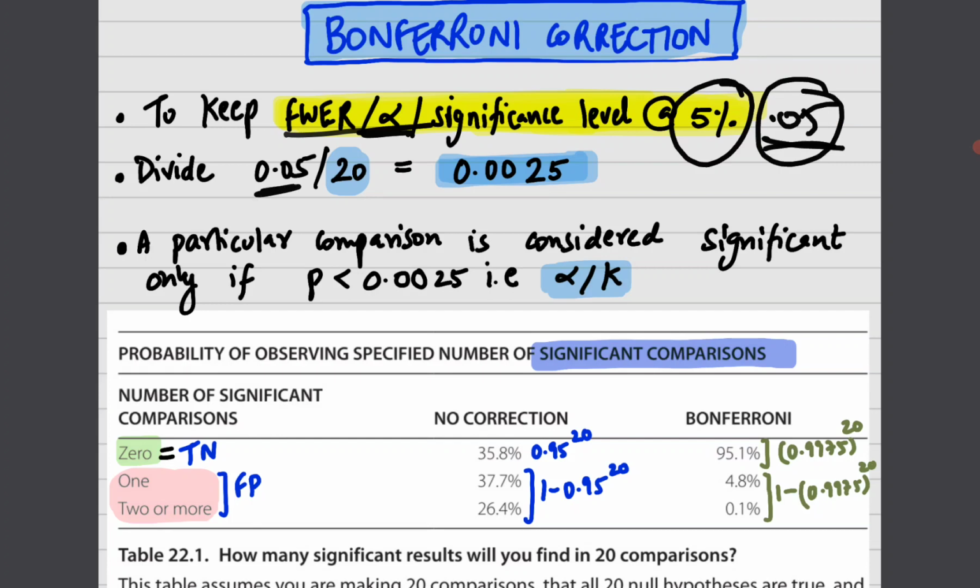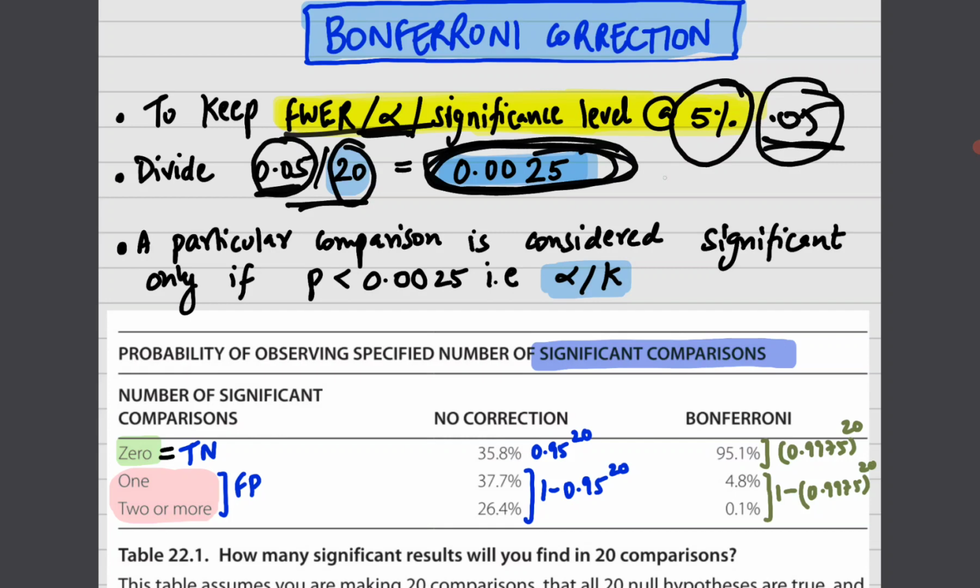You will just divide this desirable family wise error rate, which is 0.05, by the number of multiple comparisons. So it will come out to be 0.0025. So this is now your new significance threshold for each of the comparisons.